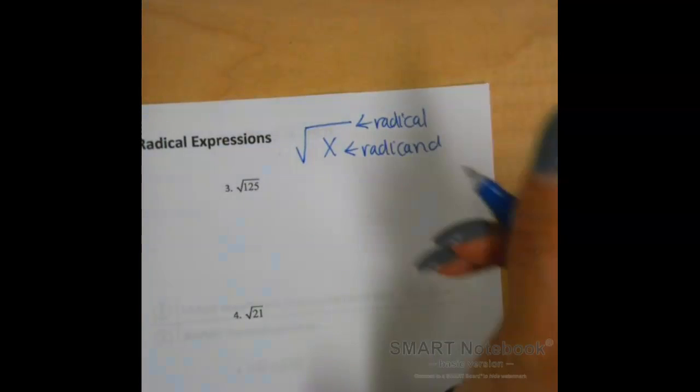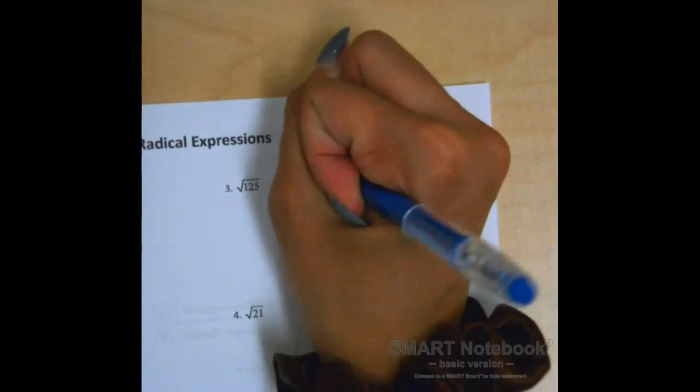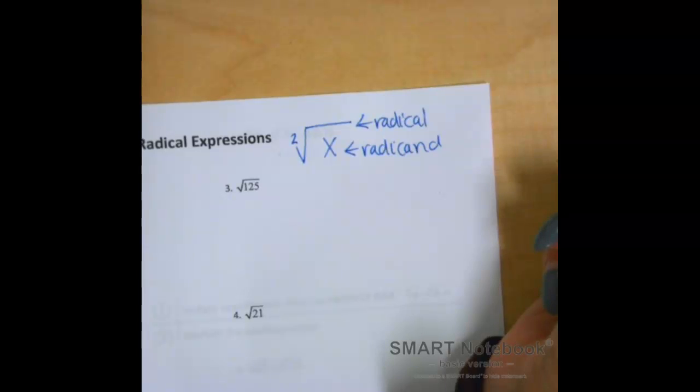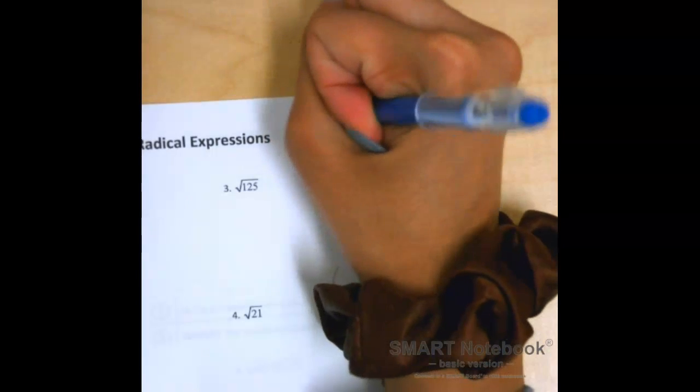And there's a number that sits right on top of the radical. Usually you don't see a number, so in this case, it would be an imaginary 2. Sometimes you'll see a 3 or a 4 like you're going to see later on in this page. So this is called your index.